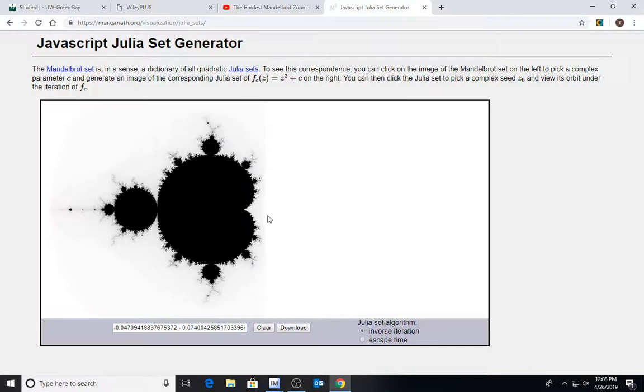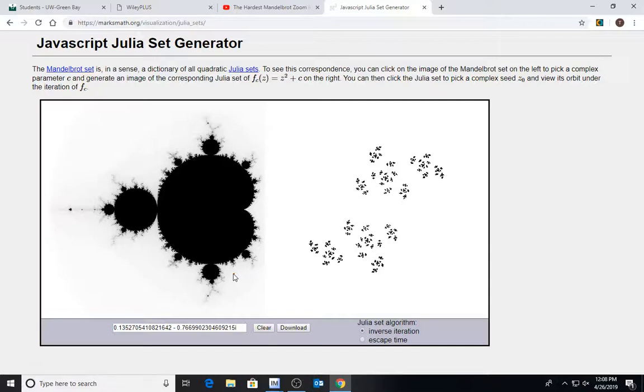And if you pick one out here that's clearly not in the Mandelbrot set, you get a scattered Julia set. So 0.13 minus 0.77i is not in the Mandelbrot set, and so its associated Julia set is disconnected. It's a bunch of scattered points.